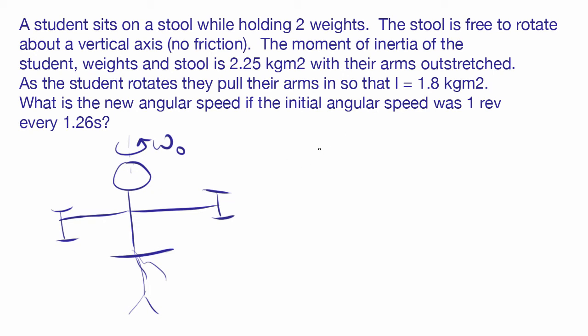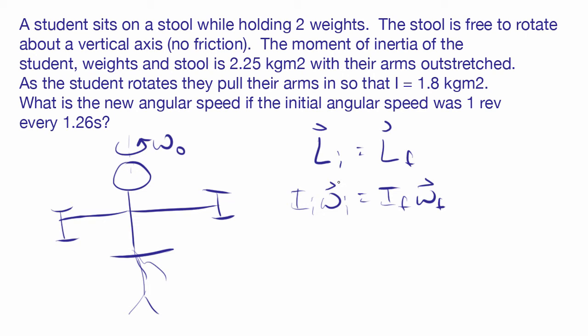All right, there are no external torques because there's no friction on the axle here. So that means we can use conservation of angular momentum, which says that I omega initial is equal to I omega final.